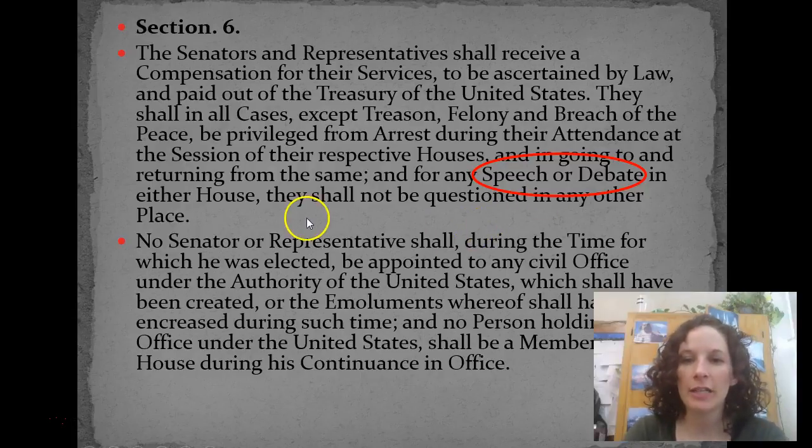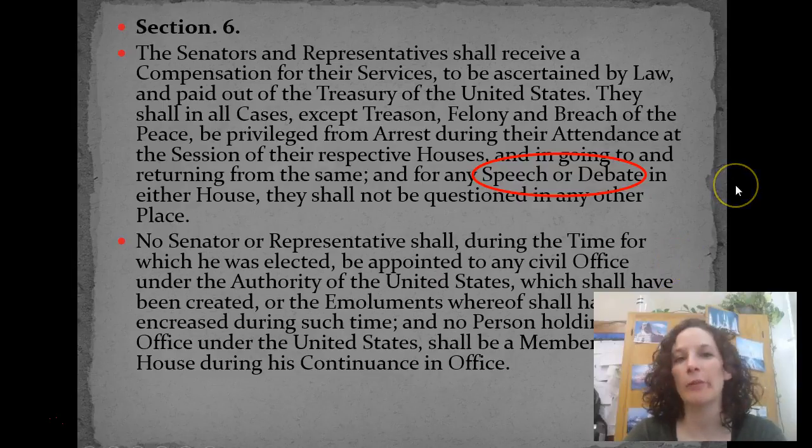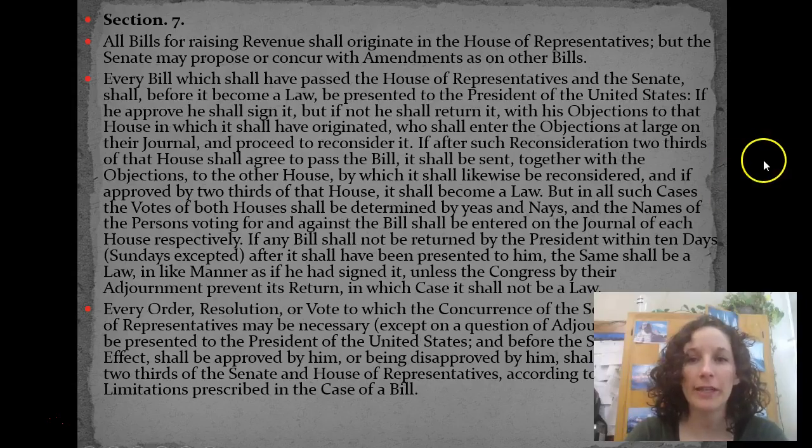And then for this next paragraph, after you've read through it, what I want you to see is a senator or representative should not have a conflict of interest. And in order to make sure that there's no conflict of interest, they shall not, while they're elected, be appointed to other offices in the government or receive any other like financial benefits from the government. Section 7, titled this one, How a Bill Becomes a Law.